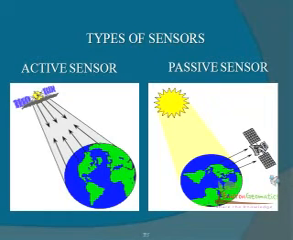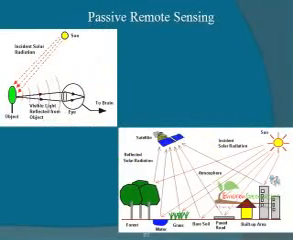These are the different types of sensors. 1 is active sensor. Second one is passive sensor. Remote sensing systems which measure energy that is naturally available are called passive sensors. Passive sensors can only be used to detect energy when the naturally occurring energy is available.